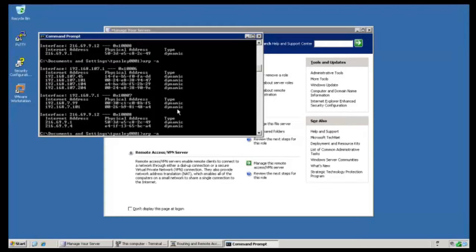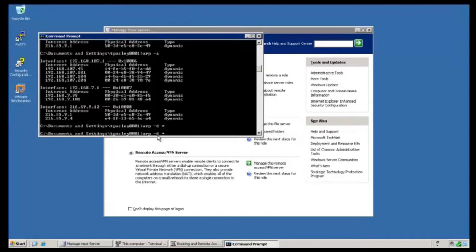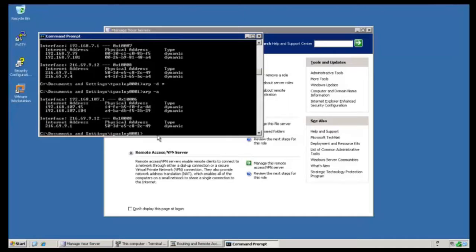What we want to do is clear as much of this out as we can. And I'm going to do this with the -d and the asterisk. So that's delete. Let's see what we've got left. We pared it down quite a bit. Somehow or other it's still keeping 107.45 and 107.104. I've got a feeling it's keeping 107.104 because I've actually got a remote desktop connection to that. I'm not sure what 45 is doing.